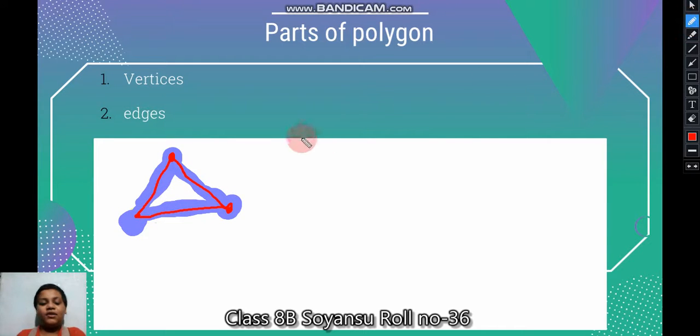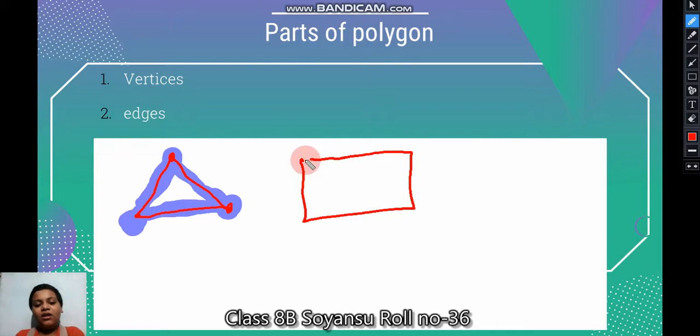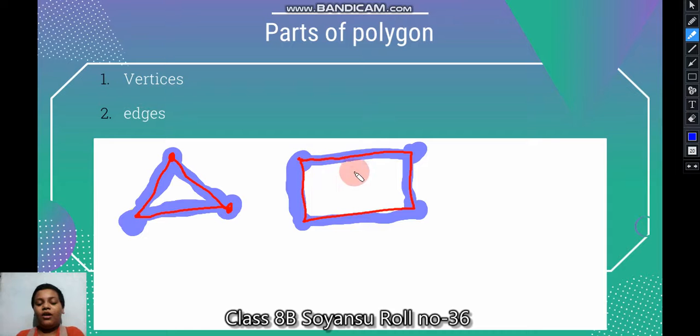And then let's check with the help of a rectangle or a quadrilateral, you can say anything. Here, these are the sides, these are the vertices, and these are the edges of a rectangle or any quadrilateral. I hope you understand till here.